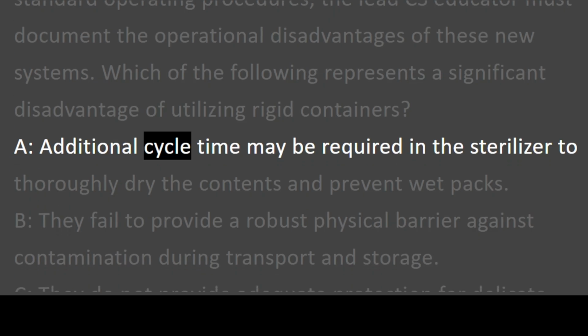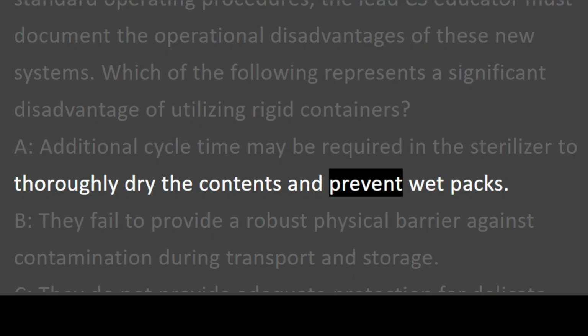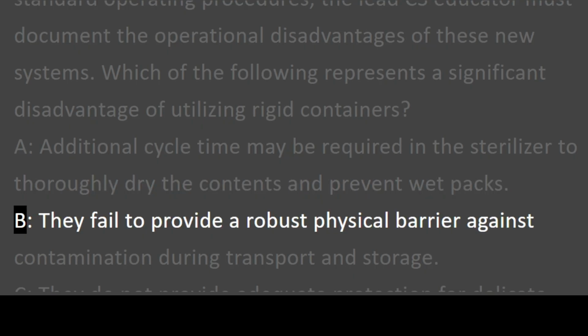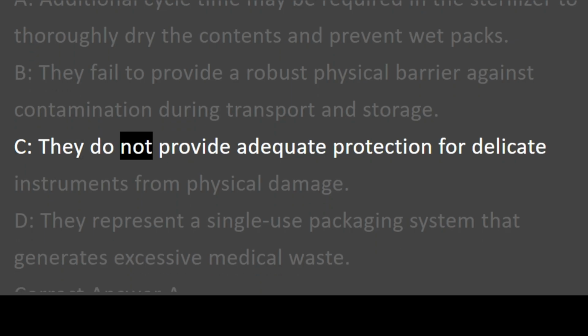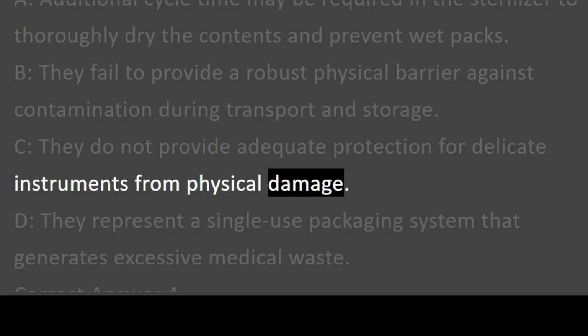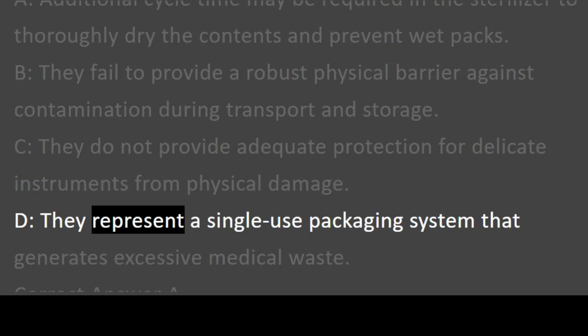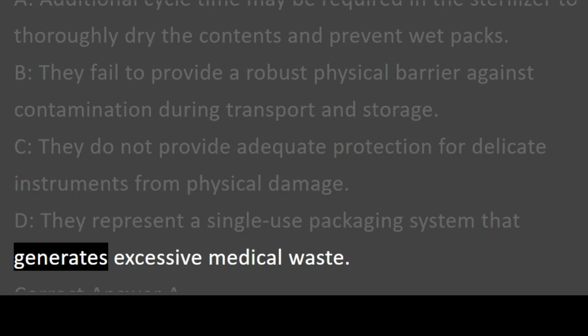A. Additional cycle time may be required in the sterilizer to thoroughly dry the contents and prevent wet packs. B. They fail to provide a robust physical barrier against contamination during transport and storage. C. They do not provide adequate protection for delicate instruments from physical damage. D. They represent a single-use packaging system that generates excessive medical waste.